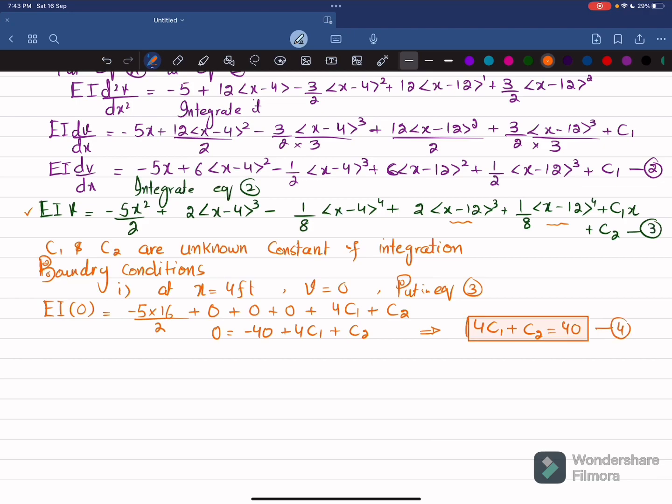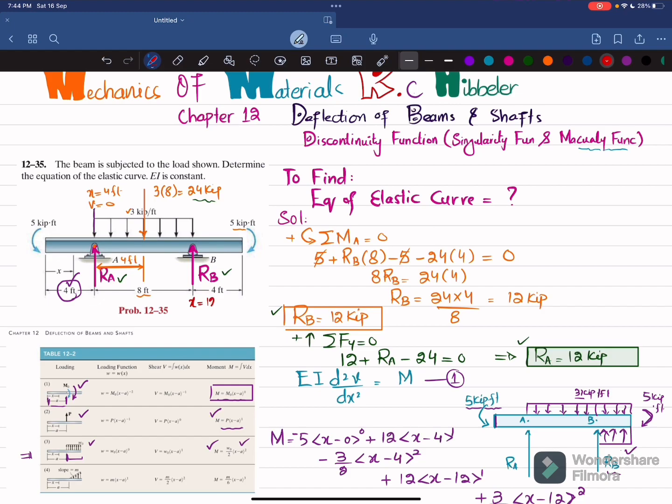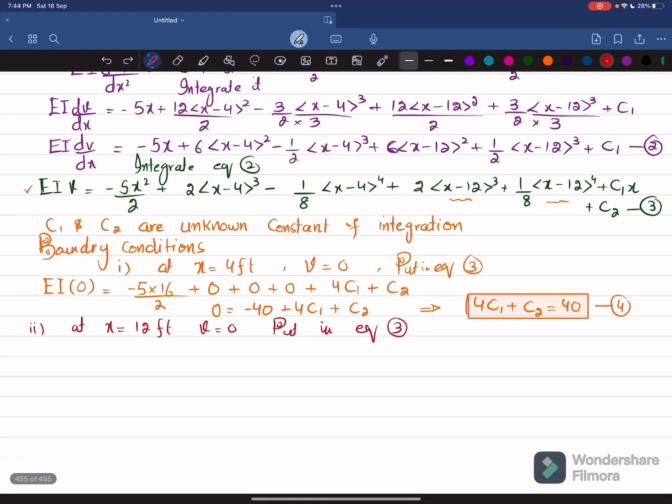Now we will use another boundary condition, and this boundary condition is at x is equal to 12 feet, we have deflection is equal to 0. So we will put in equation 3. Let me show you here. Here you can see at x is equal to 12 feet, we have deflection is equal to 0 because there is a support. Clear? So we will put it in equation number 3. So equation number 3 is this one.